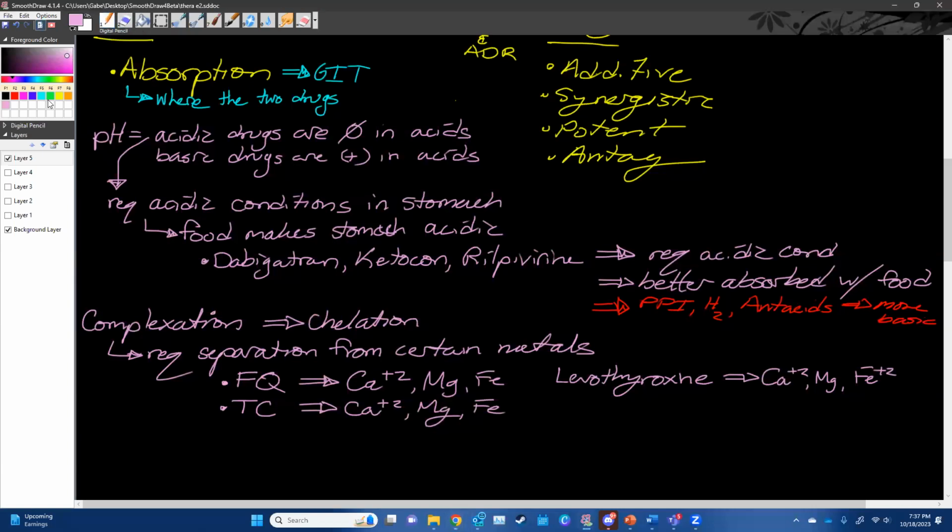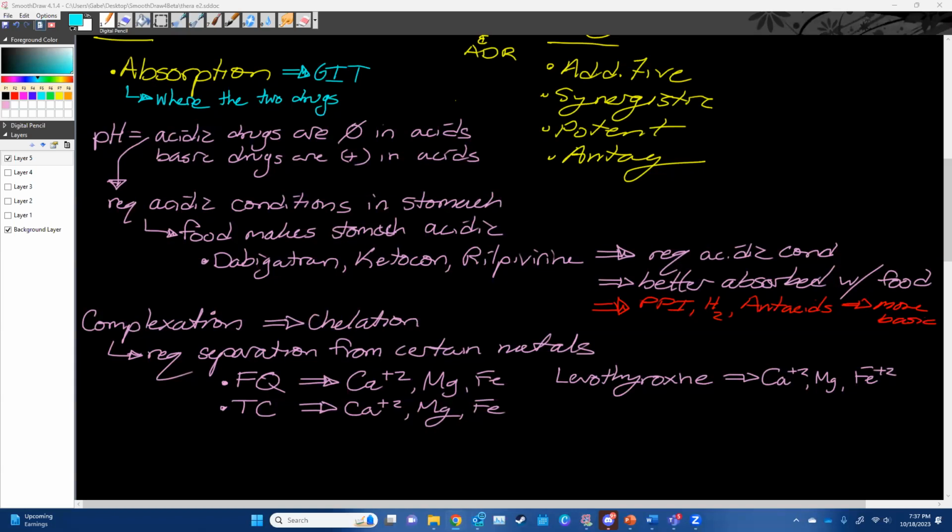Oh, I think it... why did I put this? What did I say here? Where the two drugs? Oh, absorption is dependent on where the two drugs are. That's what that is. Right, where the two drugs are in the body. I don't know what I was talking about.